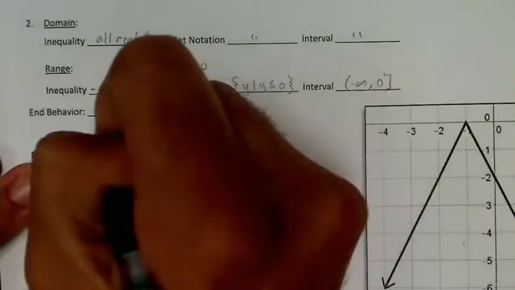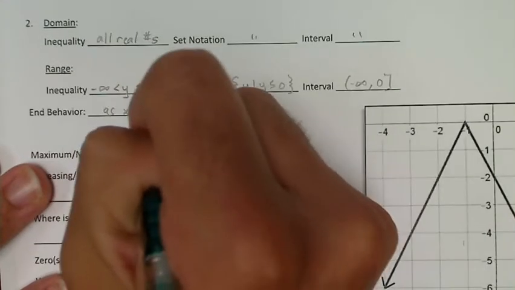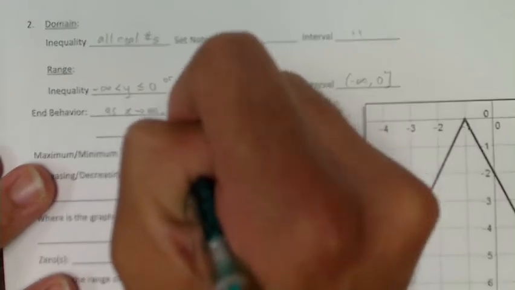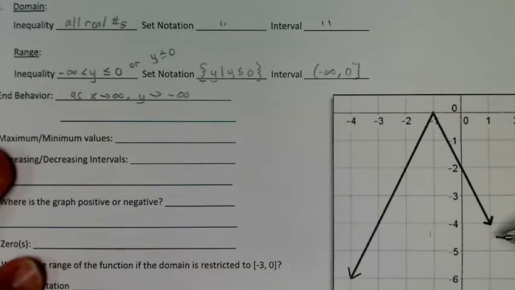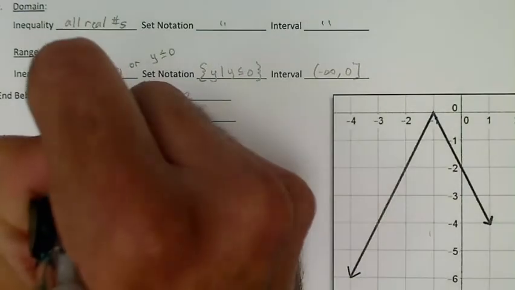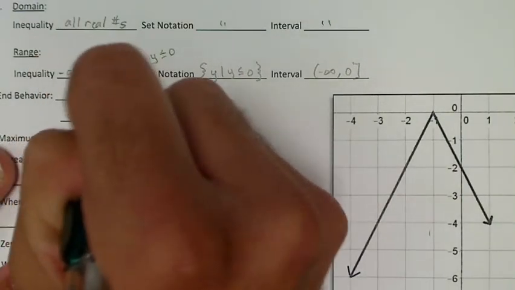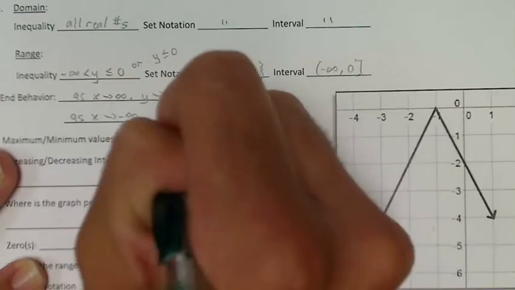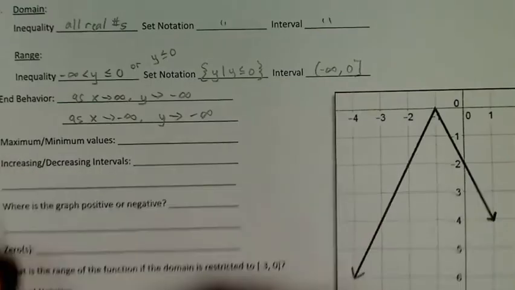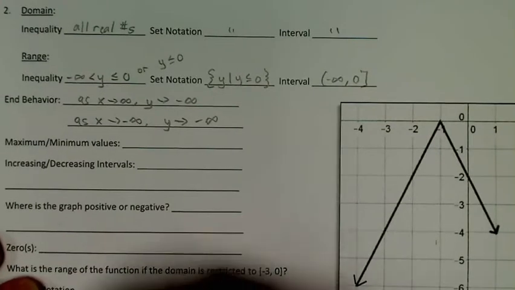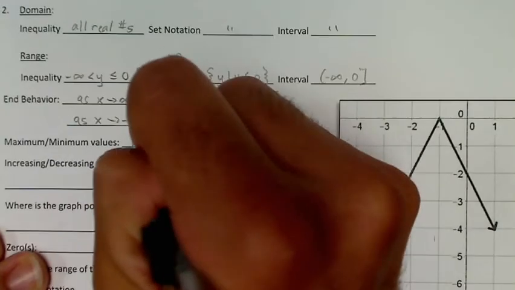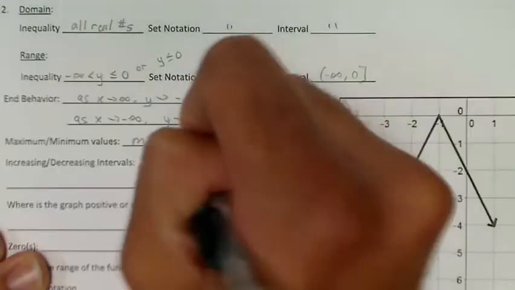The end behavior would be as x approaches infinity, y approaches negative infinity, since on the right-hand side it's going down here. And then on the left, as x approaches negative infinity, y is also going down, so it'd be negative infinity there. Okay, the maximum and minimum, we have a max of 0.